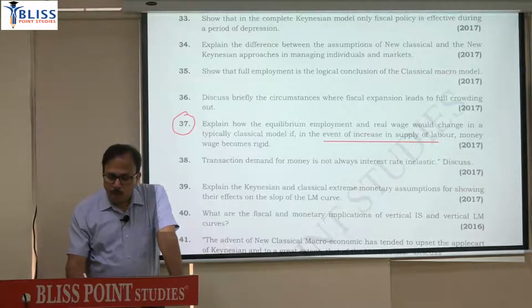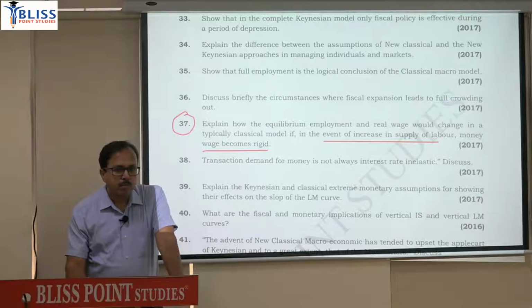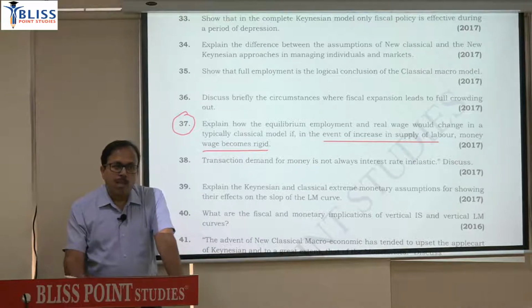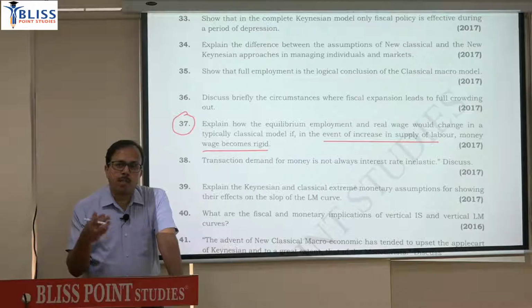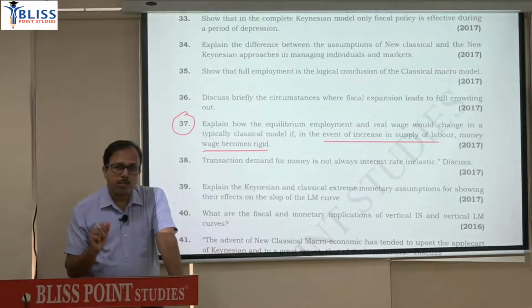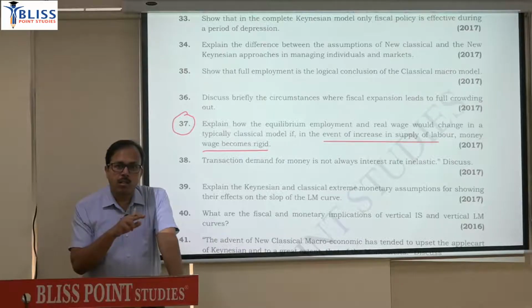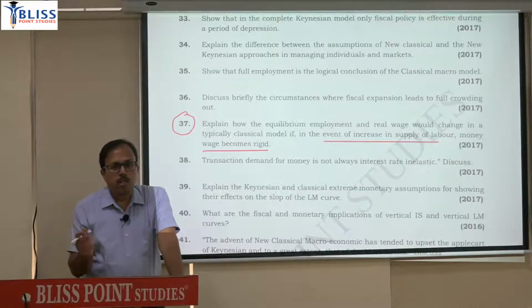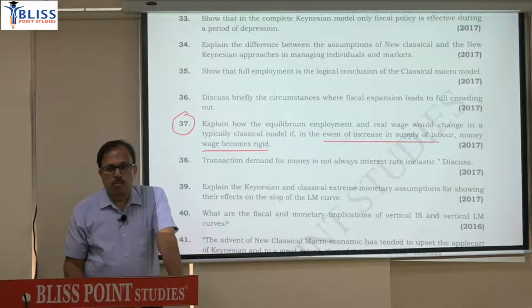After comma it says money wage becomes rigid. So what is the contradiction here in the question? Question is saying classical model, but classical model is based on the assumption that money wages are flexible. But question ने क्या कर दिया? Model classical है, assumption Keynesian ले लिया. If you change the assumption, then the outcome will also be different.